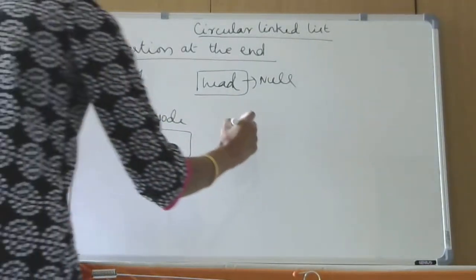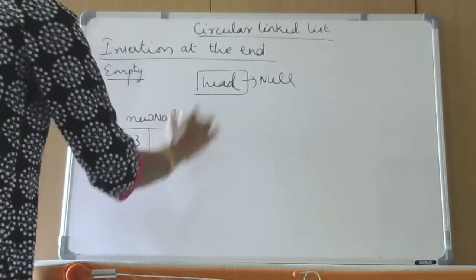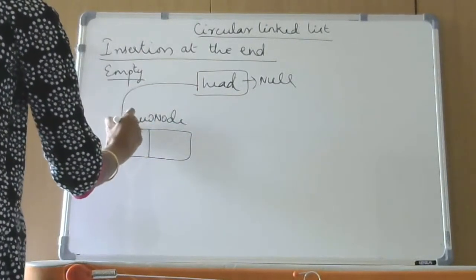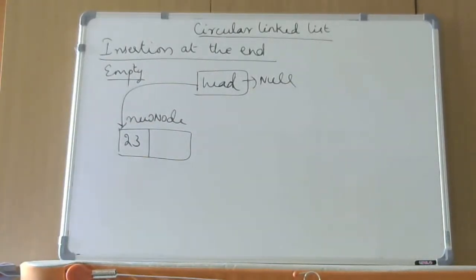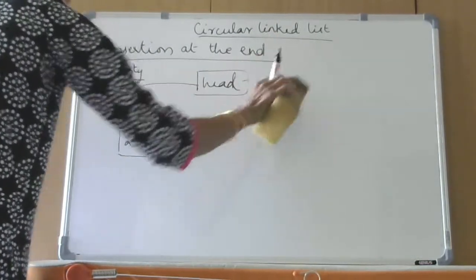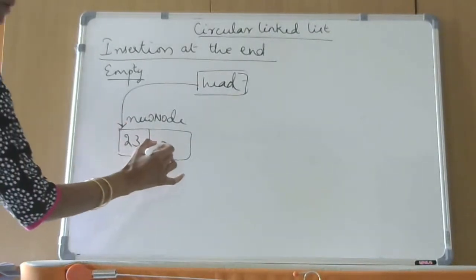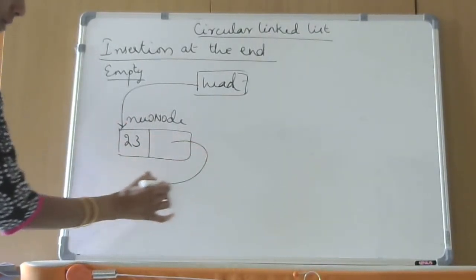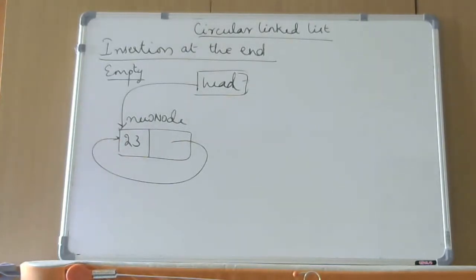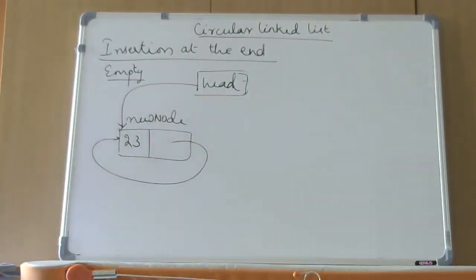So if head is null, that means this will be the only node. Head should now point to this particular node. Because this is the only node, head will no more point to null. This head is going to point to this node. What will happen to the next link? It will come back here, the same thing that we saw in the insertion at the beginning. If the list is empty, insertion at the beginning or at the end is the same, because this is the only node that you will be inserting.